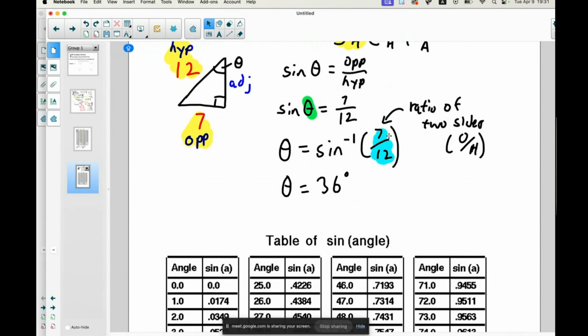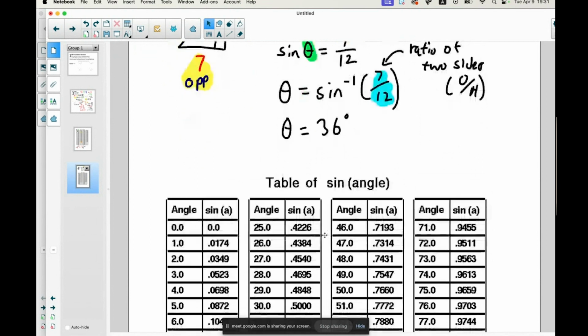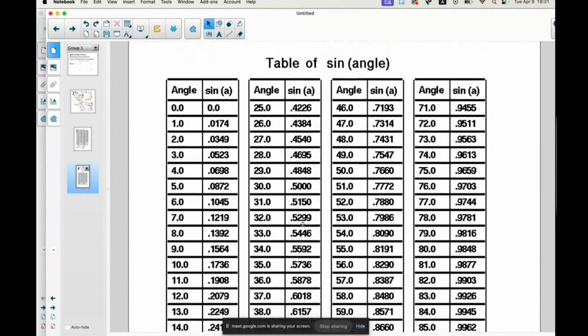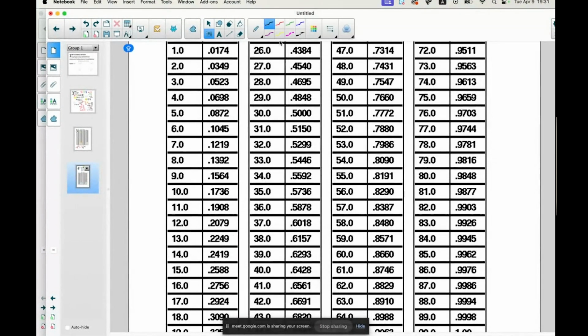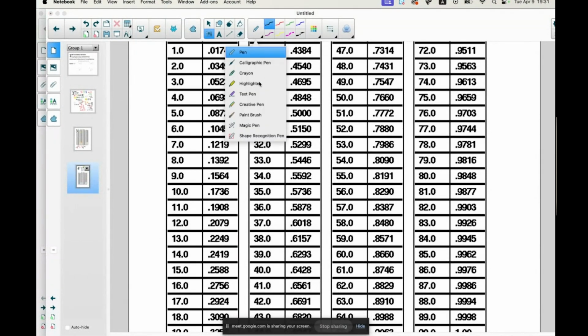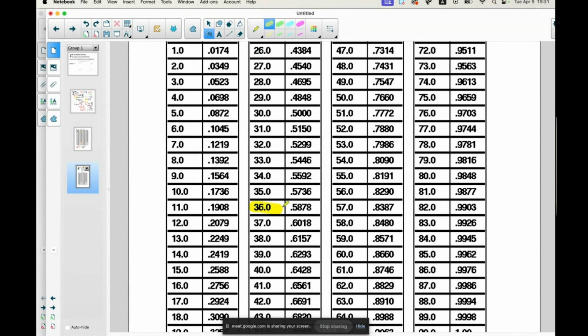And we can see here that 7 divided by 12 gives me about 0.583 repeating, so 0.583 recurring. And if I scroll down to my table here, 0.583 recurring is going to match up very, very closely with this row right here, where 36 degrees corresponds to 0.5878. Okay.